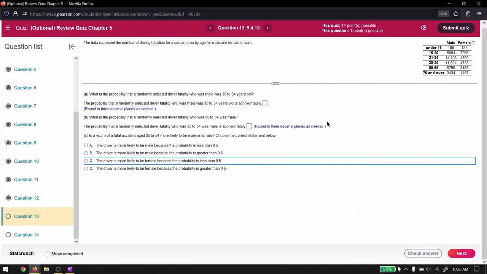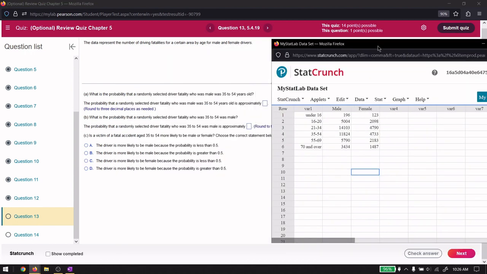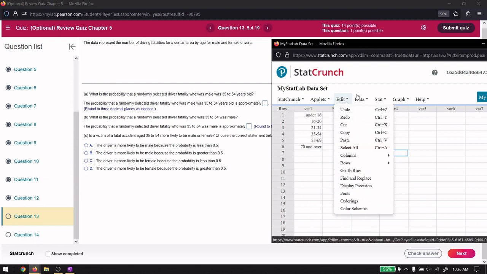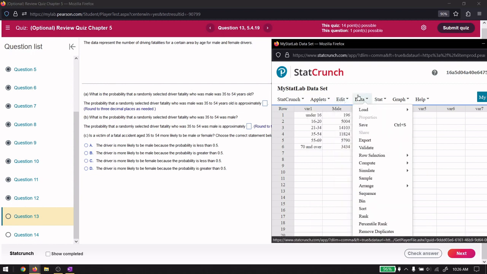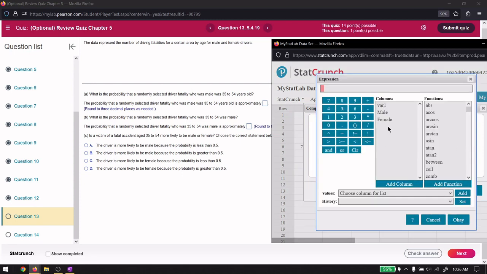All right. To do that, let's actually open StatCrunch and do some calculations here. So first off, I want to figure out the total. So I'm going to do that down here. I'm going to do edit, or say data, compute. I'm going to compute an expression. And I'm going to build the expression by using the two rows.